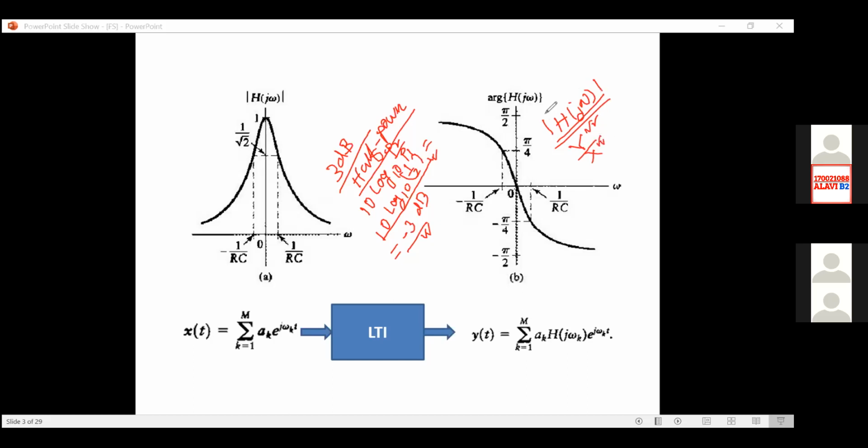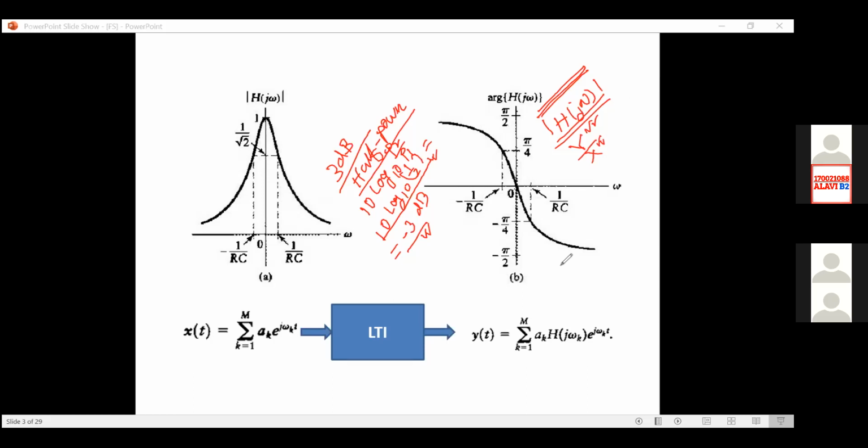Yes, sir. Because this H omega transfer function has no unit. It is a ratio of similar quantities. It can be the ratio of voltage, or it can be the ratio of current. It is not power. If we want to convert it into power, what do we need to do? We have to square it. Yes, sir. As a result, what happened?